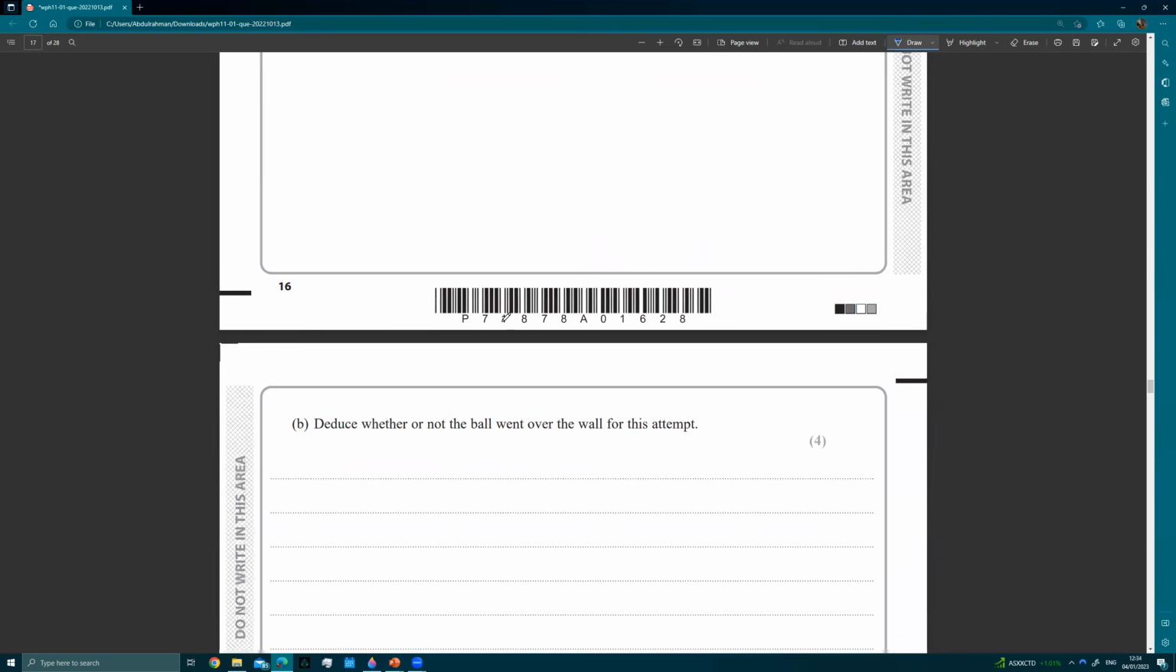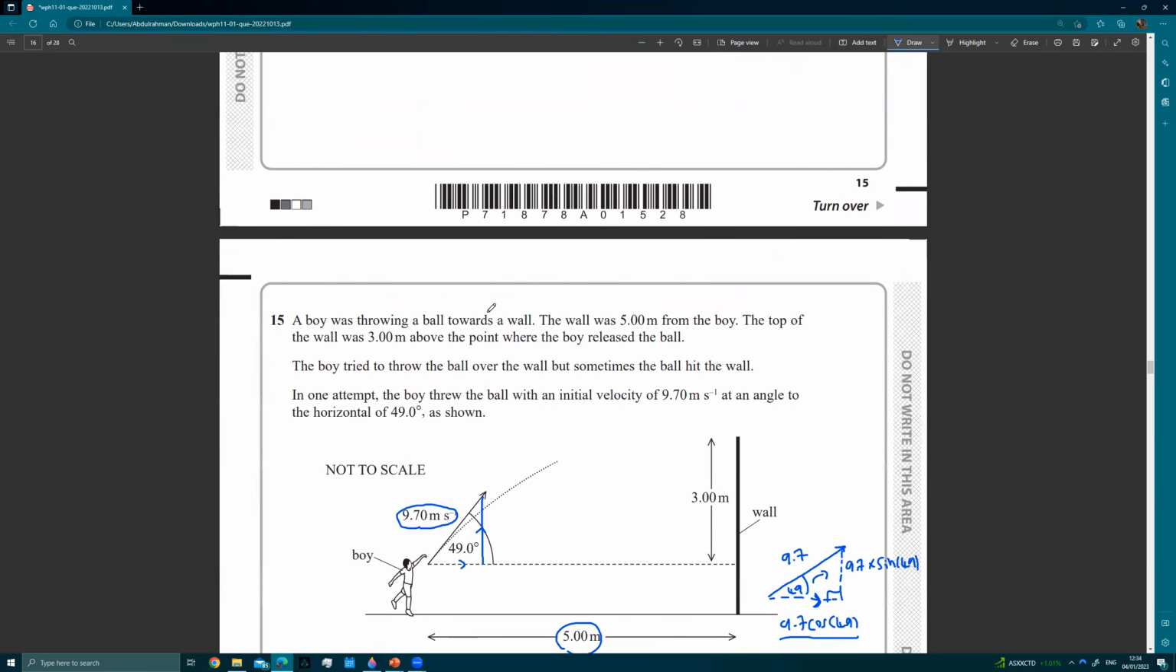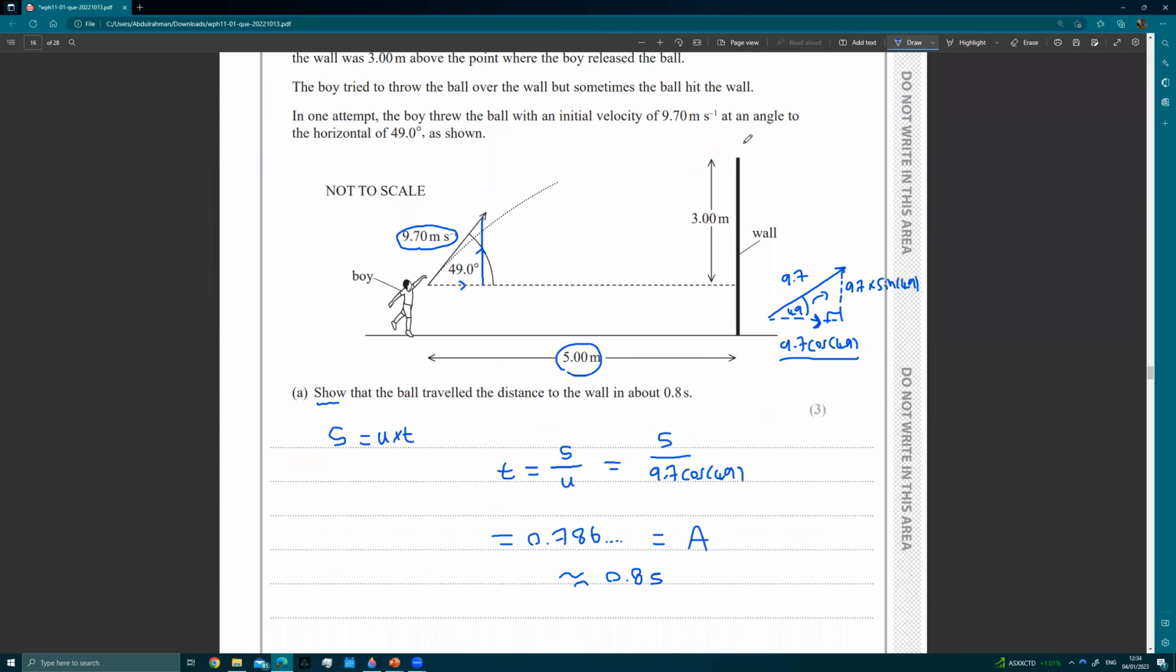And let's look at what question B is. Question B says, deduce whether or not the ball went over the wall for this attempt. So you want to know, did the ball go over the wall or below the wall? To do that, we're going to consider what was the vertical displacement by the time it traveled 5 meters horizontally. So what was the vertical displacement at this position?